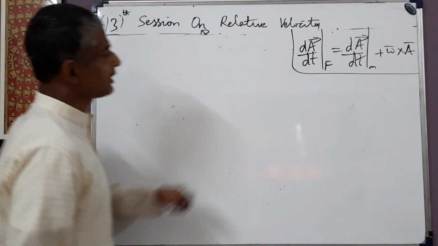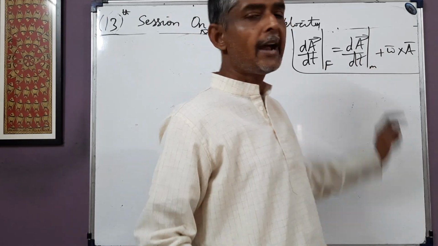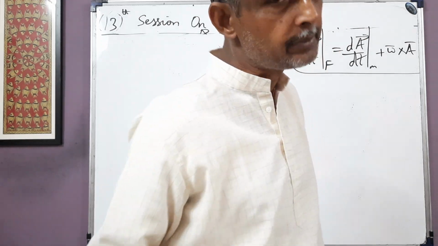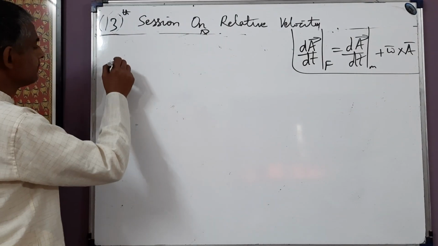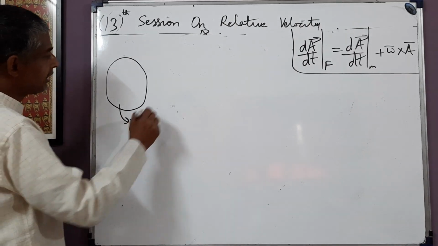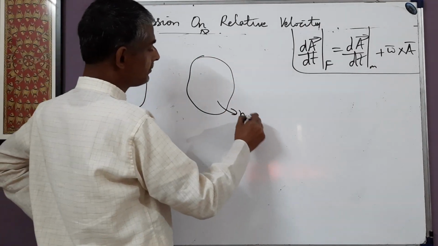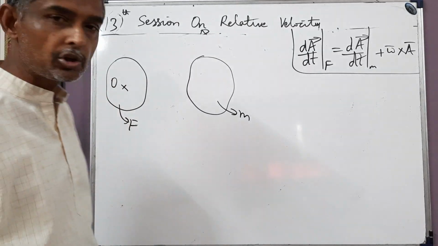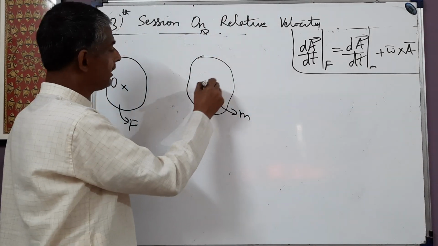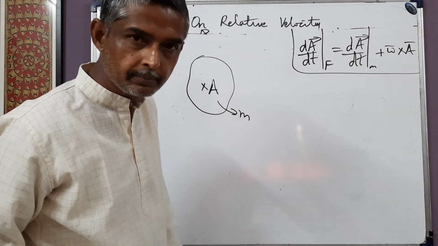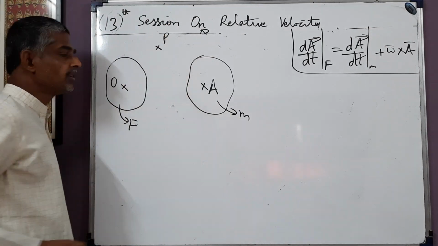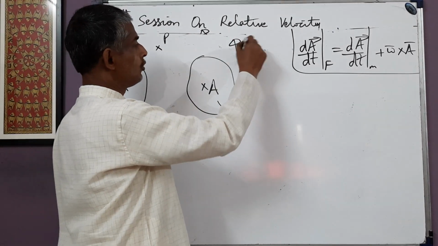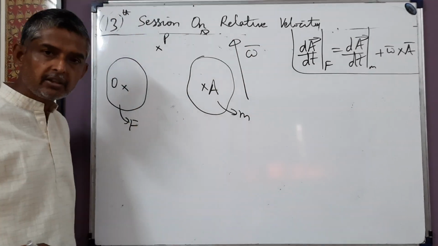Omega is the angular velocity of M with respect to F, defined as the rate of change of orientation with respect to F. Now see, this is the frame F and this is the frame M. O is the base location of frame F, a fixed location, real or imaginary. Capital A is the real or imaginary location of frame M. And P is an arbitrary moving point. This is the situation at time t, and omega is the angular velocity of M with respect to F at that instant t.